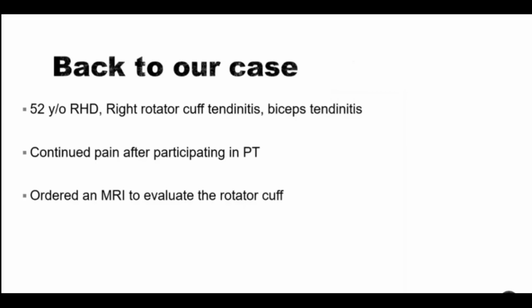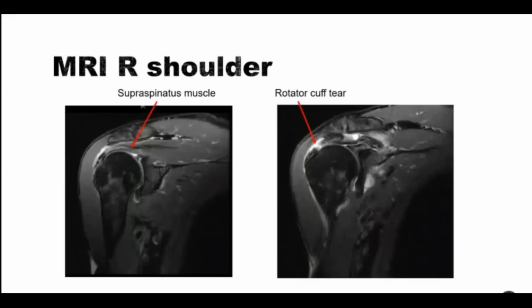So back to our case, just kind of closing out this case. This is our 52-year-old right-hand dominant male who had rotator cuff related symptoms, biceps tendonitis. He continued having pain after participating in therapy. So at that point, we ordered an MRI. We have a couple of coronal images here. You can see his rotator cuff tear.